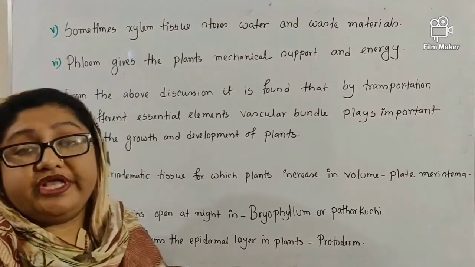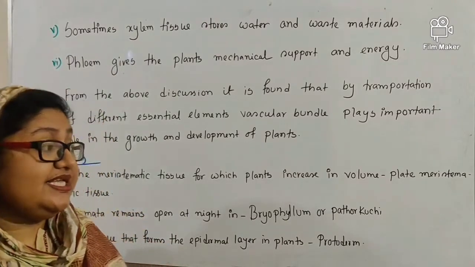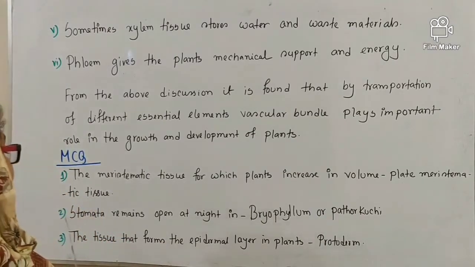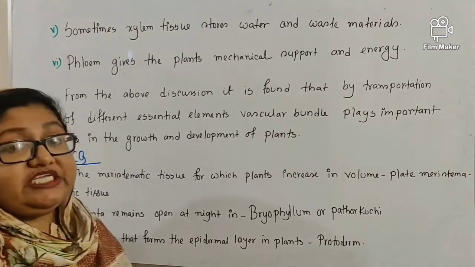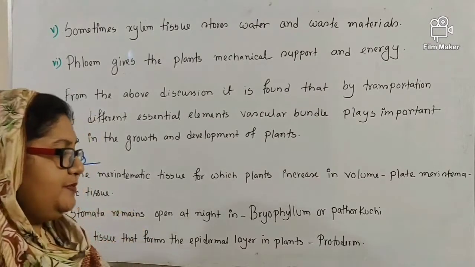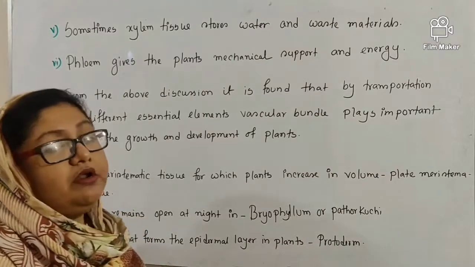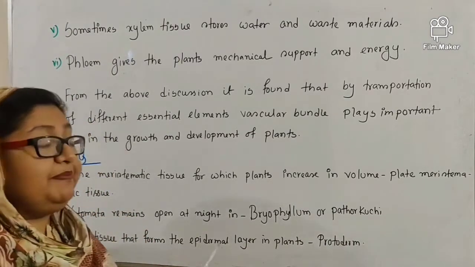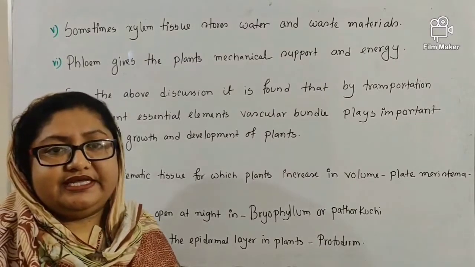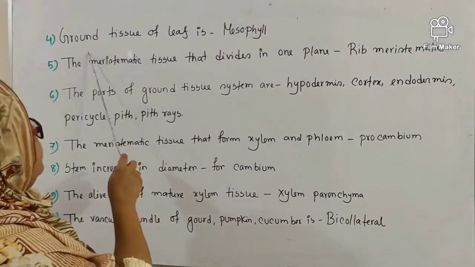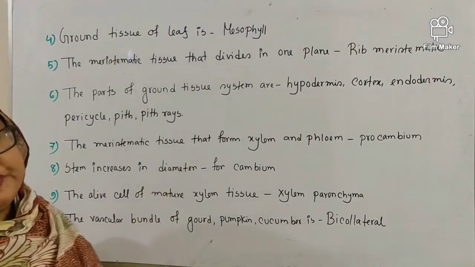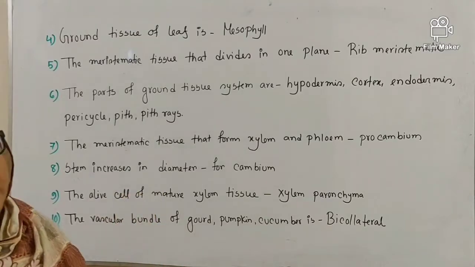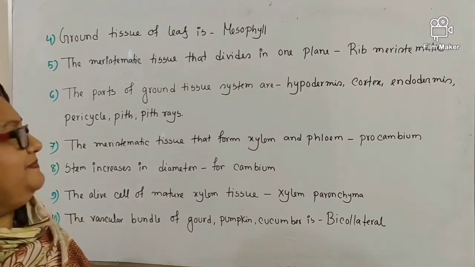The meristematic tissue by which the plant increases in volume is the plate meristematic tissue. Number 2, stomata remain open at night in which type of plant? It is present in Bryophyllum or Pathurkuchi. Next, number 3, the tissue that forms the epidermal layer in plants is protoderm. The ground tissue of a leaf is known as mesophyll tissue. The meristematic tissue that divides in one plane is called rib meristem.